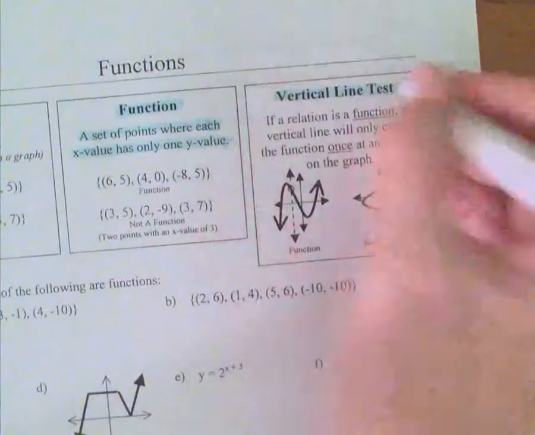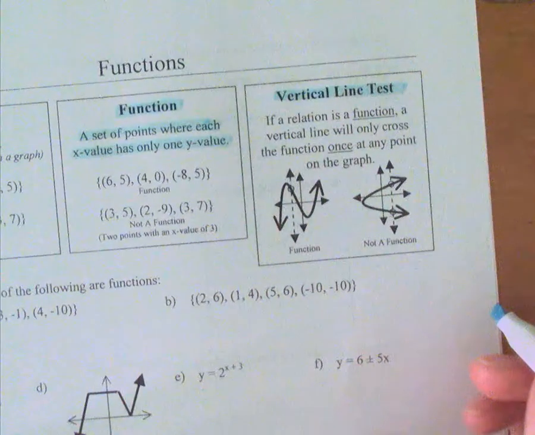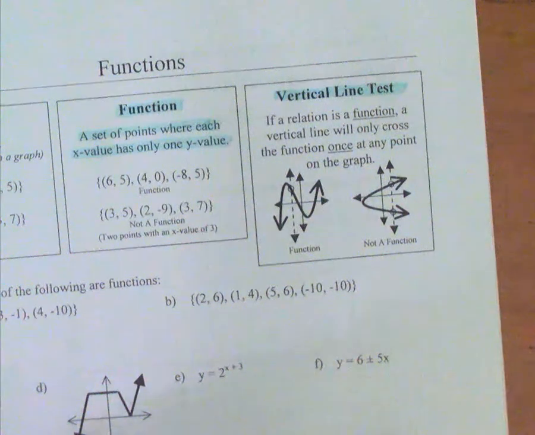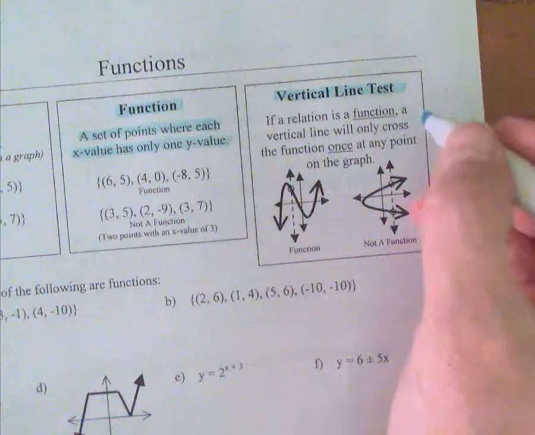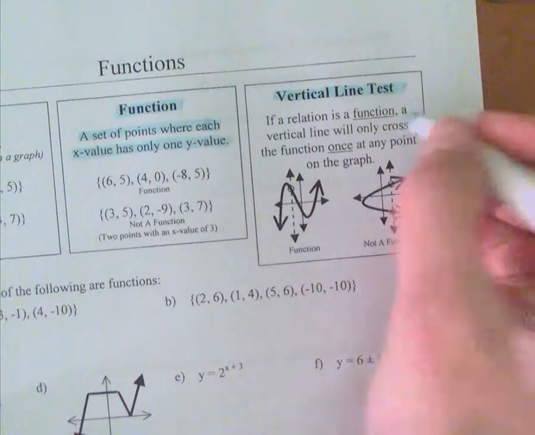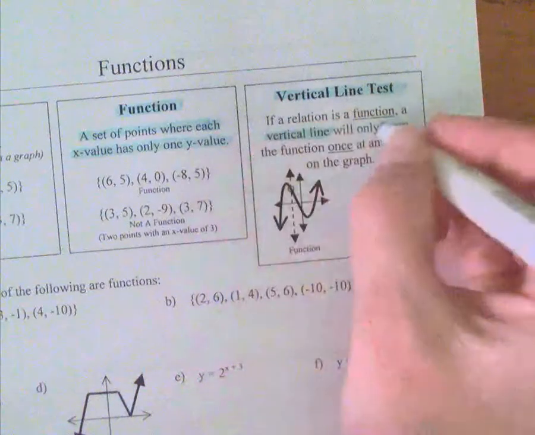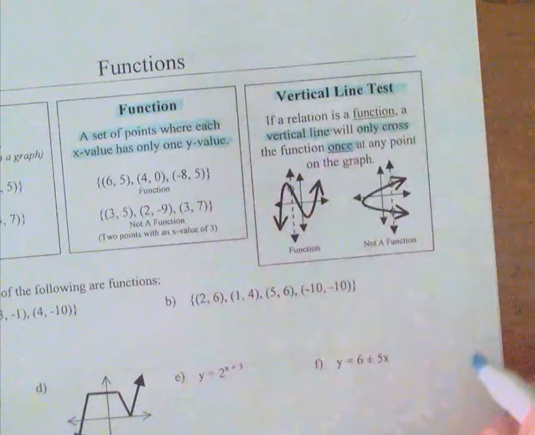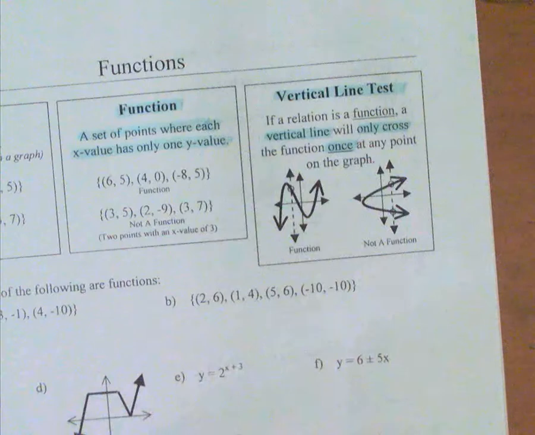Vertical line test. If a relation is a function, so everything is a relation, and then very specific things are functions. So if a relation is a function, a vertical line will only cross the function once. So a vertical line will only cross once at any point on the graph.